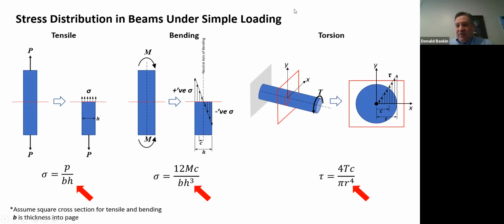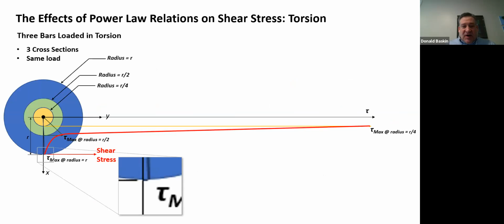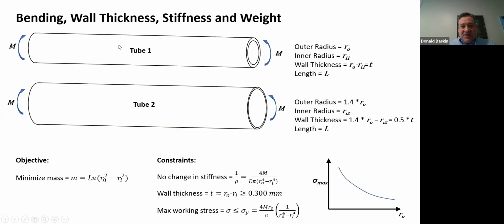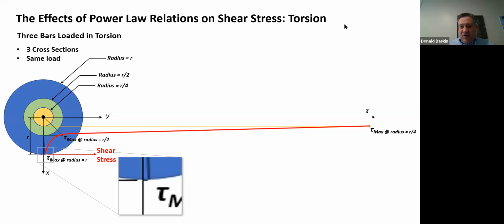Torsion is the same thing, except it's even more pronounced. When you have a tube in torsion, and that tube has some radius r, the shear stress goes down with r raised to the fourth power. Okay, that's a big deal. So as you increase the radius of this tube, the stress goes down really quickly. I'm not sure how good this slide is. I struggled with this slide in the past, so let's just try to go through it slowly so it makes sense.